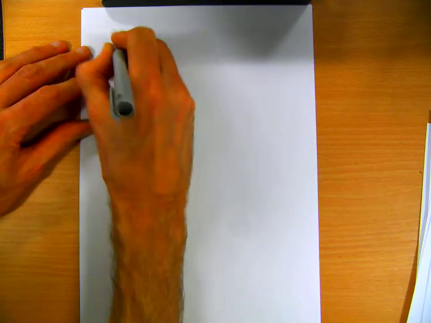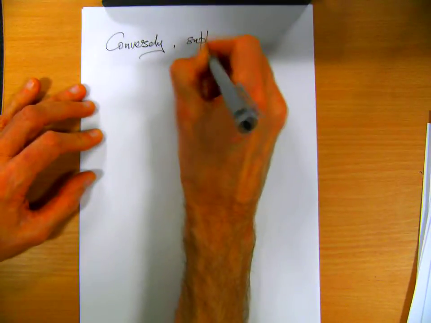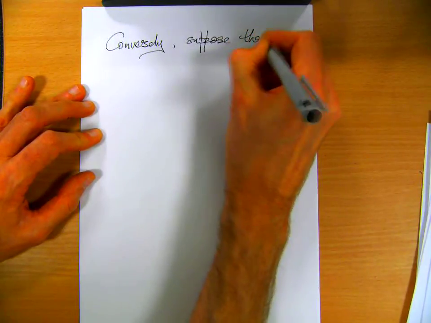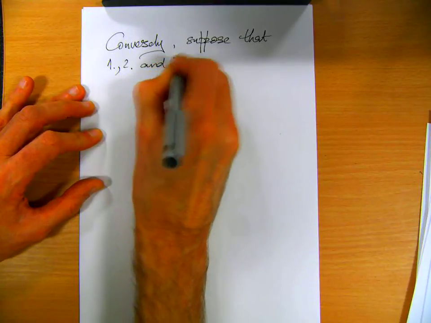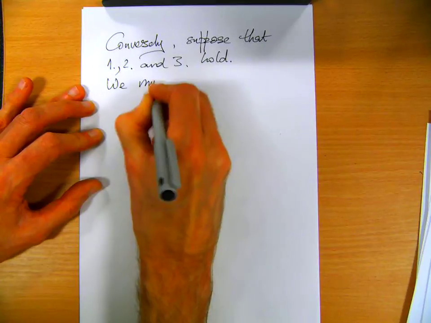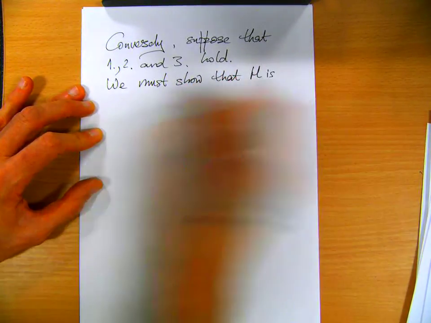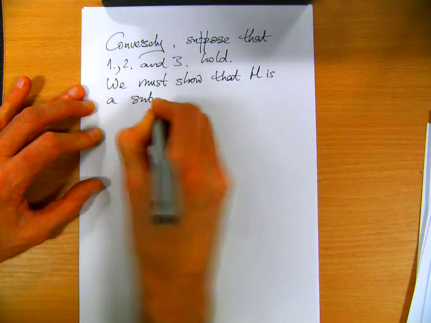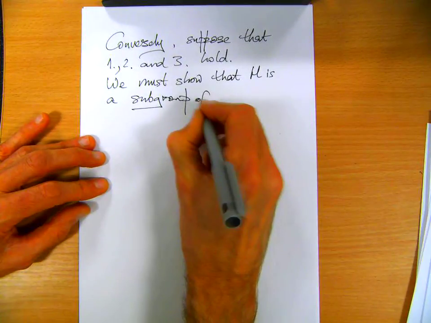So, conversely, that's a word you often use in the middle of an if and only if proof. We're now going to go it the other way around. Suppose that 1, 2 and 3 hold. I'll just write down what we're going to do. We must show that H is a subgroup of G.